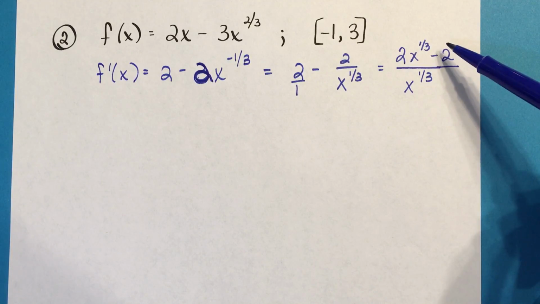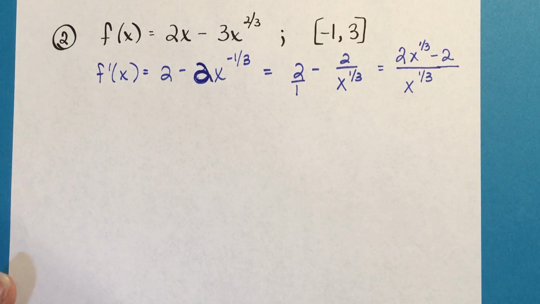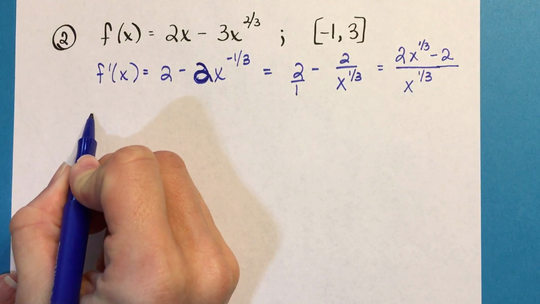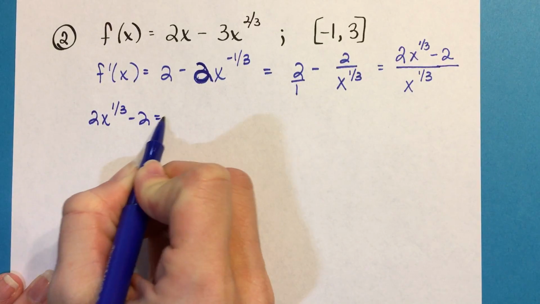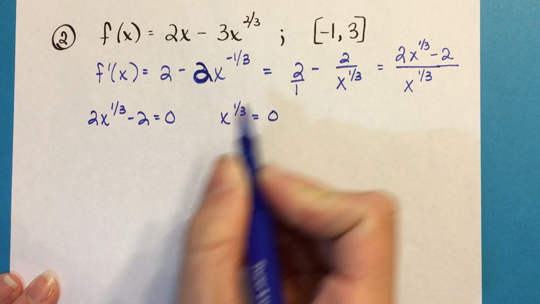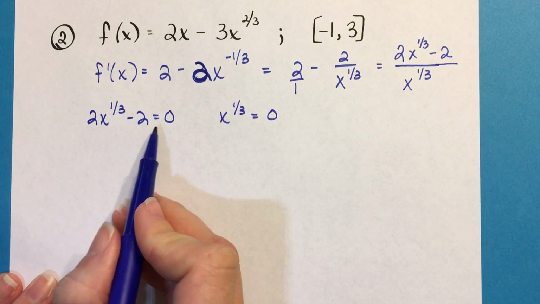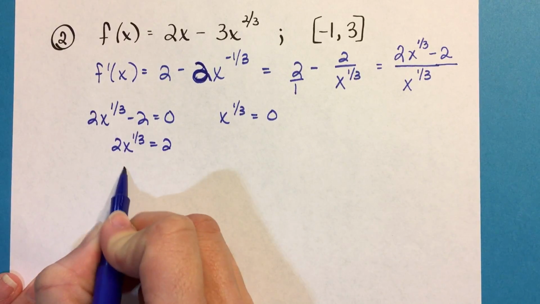When is this going to be undefined? That's going to be when your denominator is equal to 0. So we need to set numerator and denominator equal to 0 to find these critical numbers. All right, so on this one, add your 2, divide by 2.